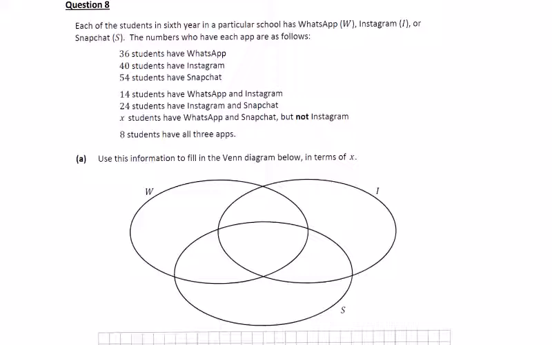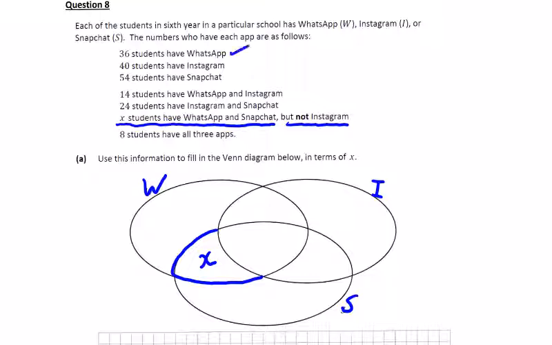So here we have a 3-set question with X in it. And I'm jumping in straight away. X have WhatsApp and Snapchat, but not Instagram. WhatsApp and Snapchat. Here's my W and my S and my I. So WhatsApp and Snapchat is this one here, but not Instagram, so I can't go into it. So that's my X in this question. We want to fill that in straight away. So now starting at the top, 36 have WhatsApp, take them off as you go. 40 have Instagram.